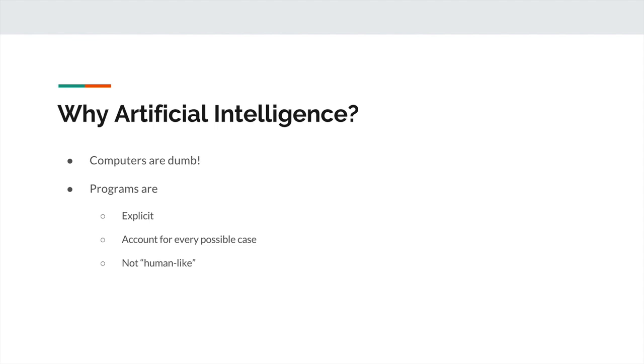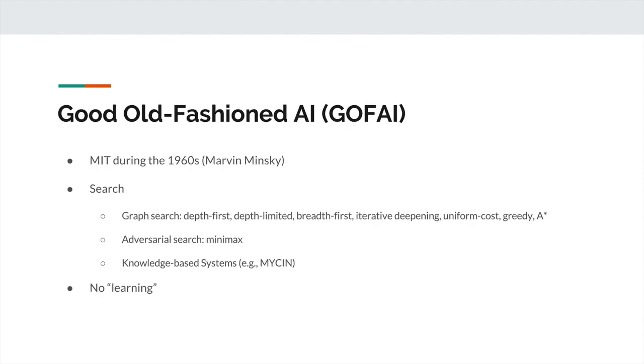So that's the goal that we're trying to get to with artificial intelligence: to build something that can think and reason similarly to humans. To begin our story, we first have to talk about good old-fashioned AI. This actually started during the 1960s, led by Marvin Minsky at MIT, and he helped start the MIT artificial intelligence group there.